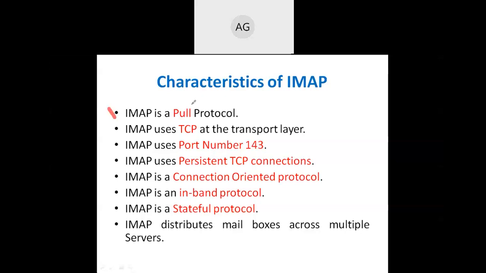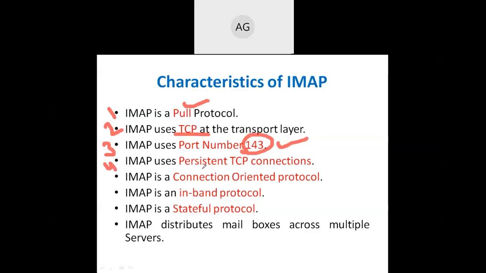So IMAP is a pull protocol. Just like the POP protocol, it is also an example of the pull protocol, because here also we are receiving or downloading the emails. The second point is IMAP uses TCP at the transport layer. The third point is IMAP uses port number 143. So just remember it. In the case of IMAP, we are using port number 143, whereas in the case of POP, we are using port number 110.